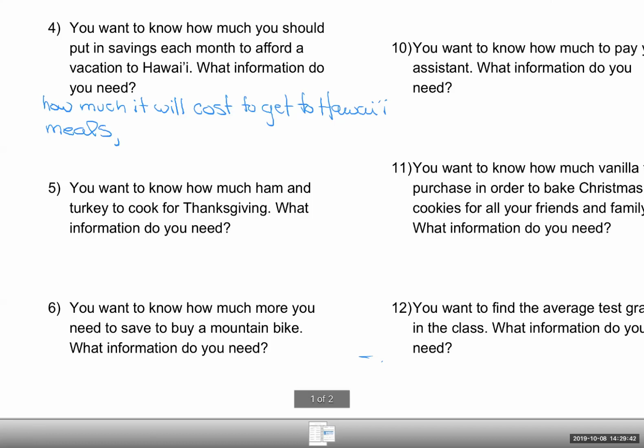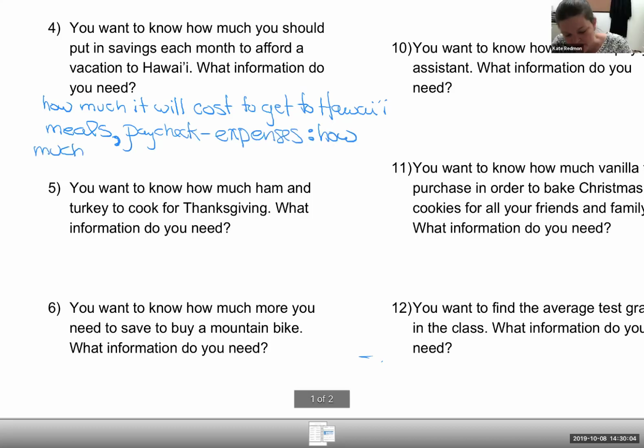Your paycheck minus your expenses, your daily expenses, monthly expenses, of how much you can put away. Budget. Like how much I can afford to save. So you want to take my paycheck minus my expenses to figure out how much I can afford to save? Yes, or spend. How much I can spend on the Hawaii vacation, how much I can save each month. Okay, same deal. What else would I need to know?